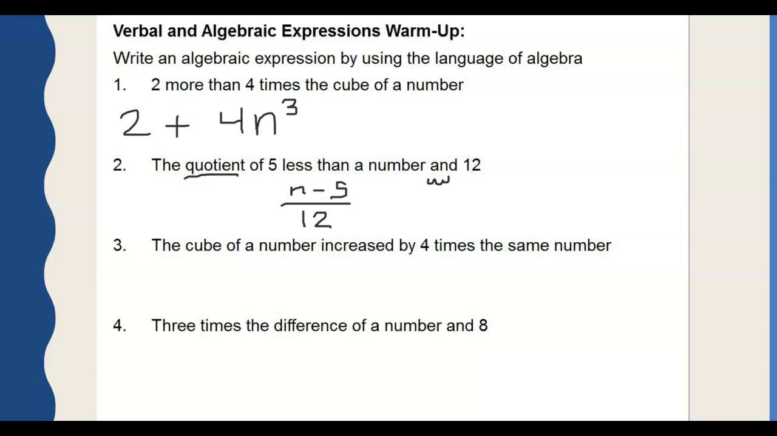Okay, the cube of a number. So again, a number cubed means it's to the power of 3. Increased by 4 times that same number. So if it's increased by 4, we're adding 4, so it's n cubed increased by 4 times that same number, so it would be 4n.